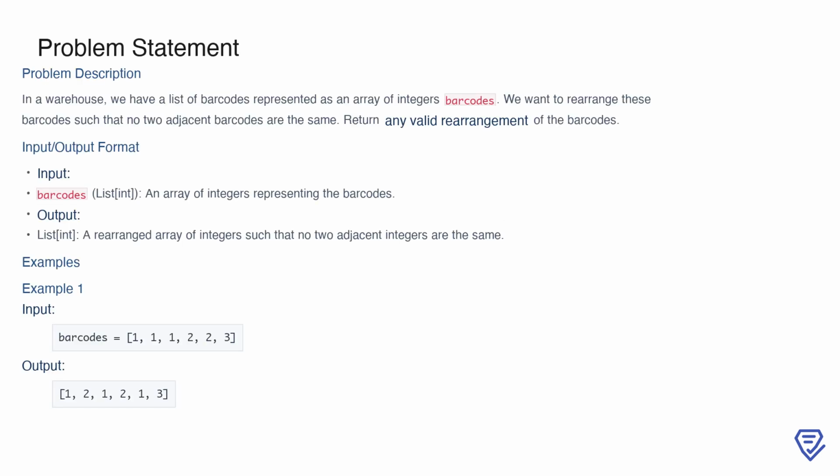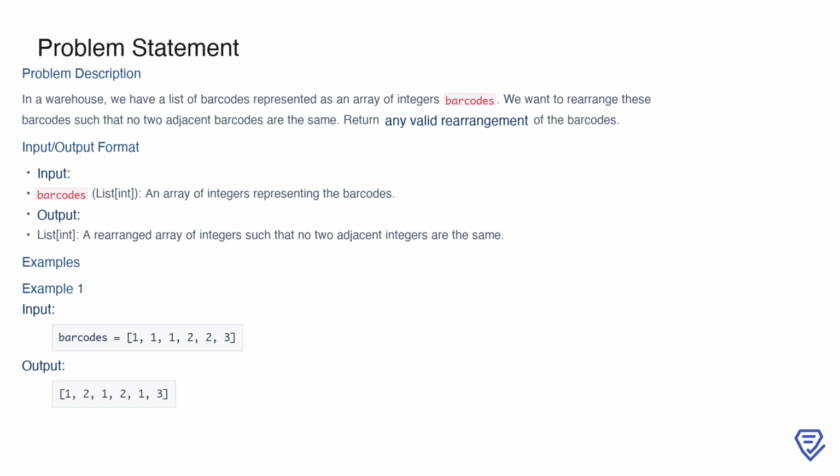In this problem, we are given an array called barcodes, where each integer represents a barcode. The task is to rearrange these barcodes such that no two adjacent elements in the resulting array are the same. The goal is to return any valid rearrangement that meets this condition. For the input, we are provided with a list of integers representing the barcodes. The output should also be a list of integers, but rearranged to satisfy the condition.